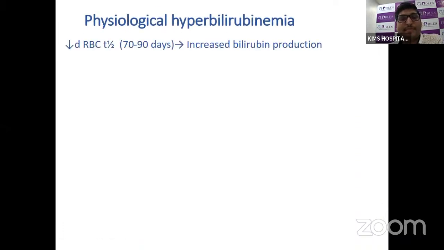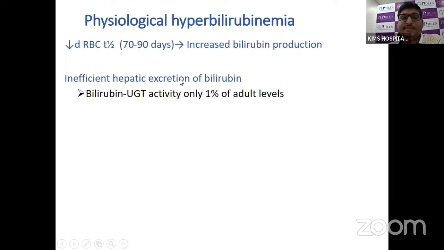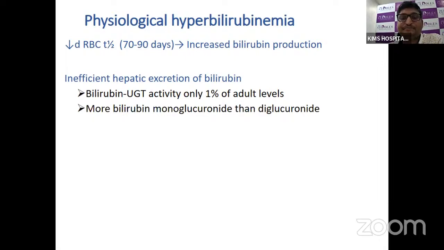Physiological hyperbilirubinemia causes we have seen already. One is increased bilirubin production, because the RBC half-life is lower in neonates, 70 to 90 days. The second is inefficient hepatic excretion of bilirubin due to the immaturity of the hepatic enzymes, and more bilirubin monoglucuronide. One is decreased enzyme activity; the other is increased mono- and diglucuronides in the bile, which can lead to subsequently increased enterohepatic circulation.